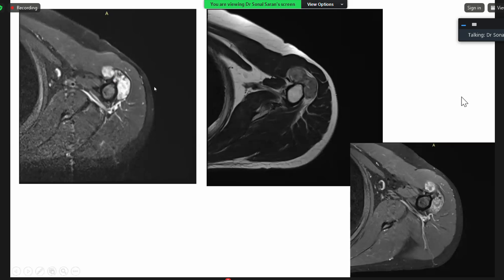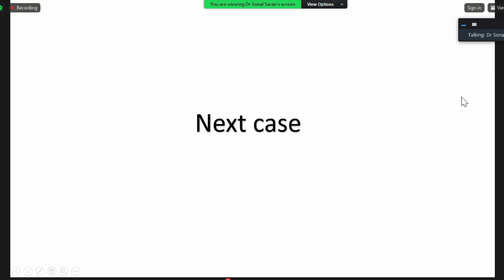So this is the MRI of the same patient where we can see on T2 fat-sat sequence, the lesion is quite hyperintense, which is a feature of cartilaginous tumor. And in this, you can see some amount of contrast enhancement over here. So this is the case of periosteal chondroma. Next case.